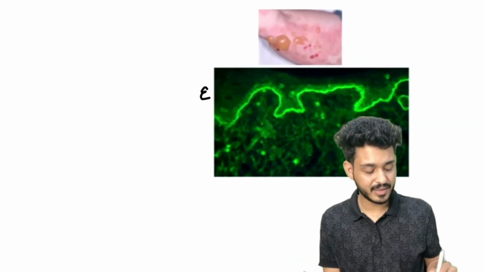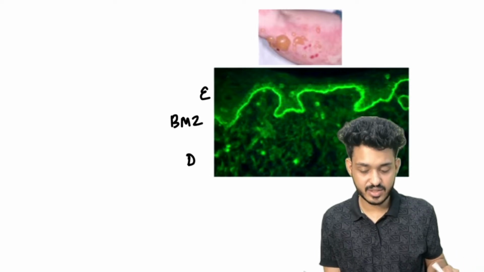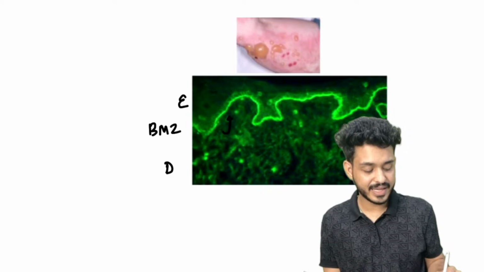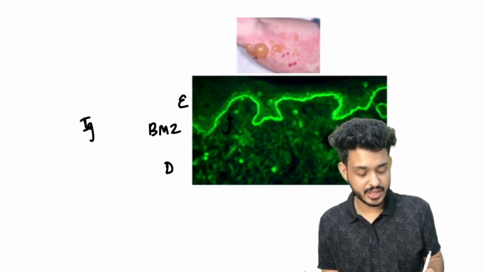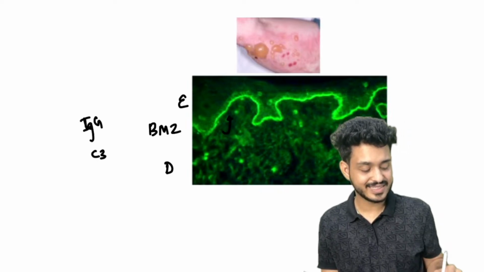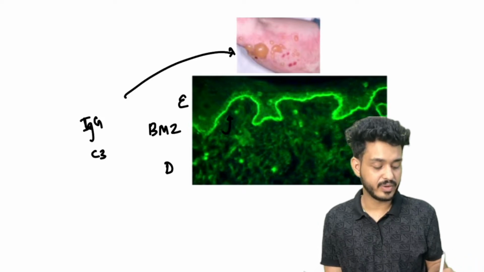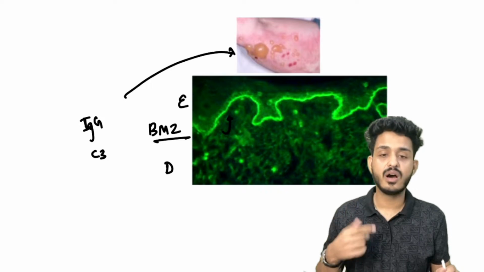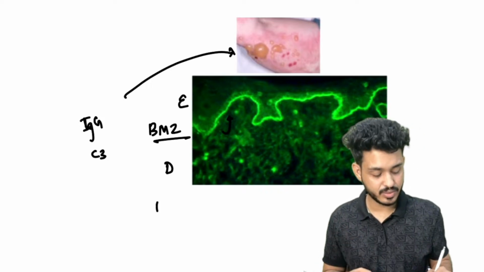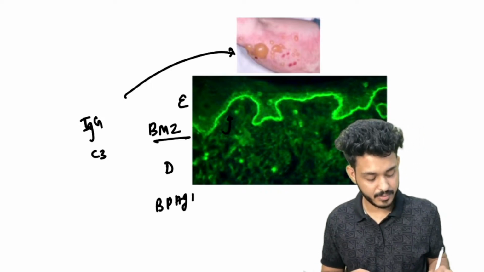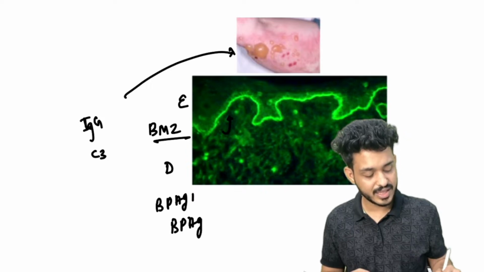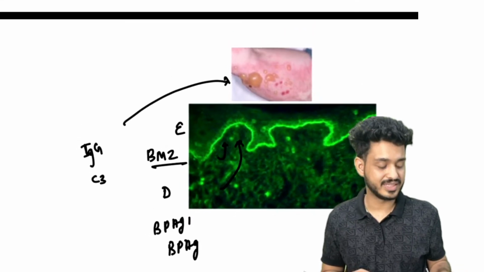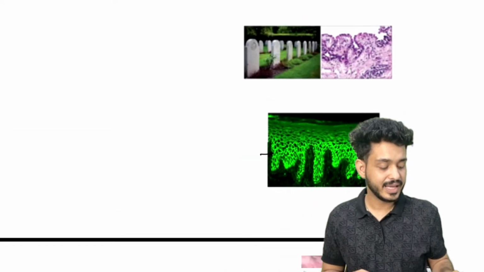This is your epidermis, this is your dermis, okay. This is your basement membrane zone. What is happening here? We are having IgG or C3 deposit, and this disease is known as bullous pemphigoid. Basement membrane zone will be having hemidesmosomal proteins like BPAG1 or BPAG2. They are present over here. So there will be deposition of antibodies. This is your bullous pemphigoid, okay.